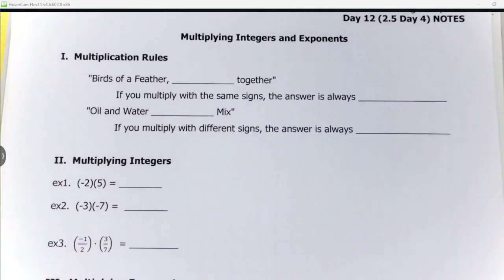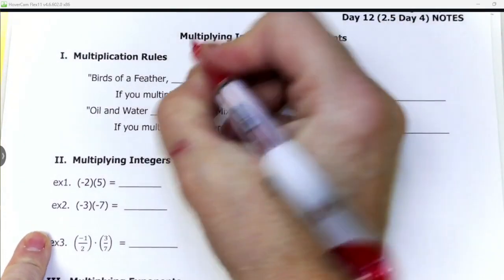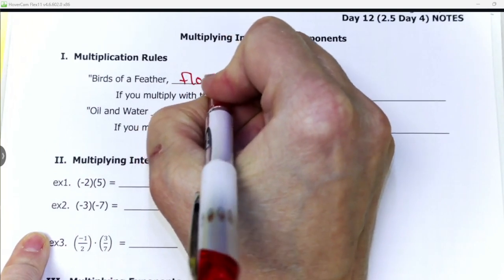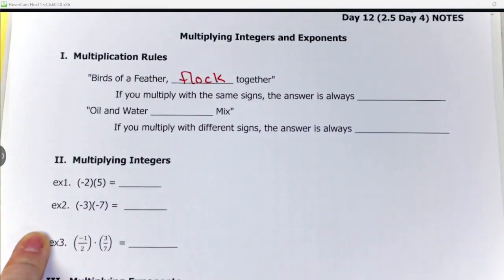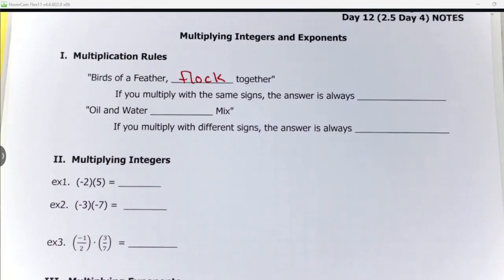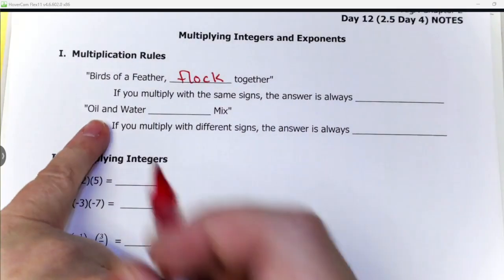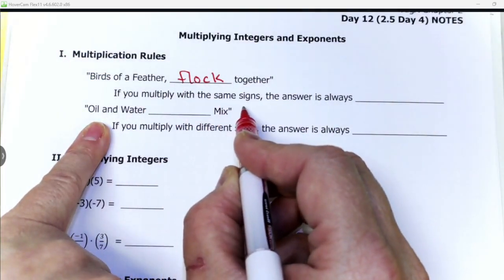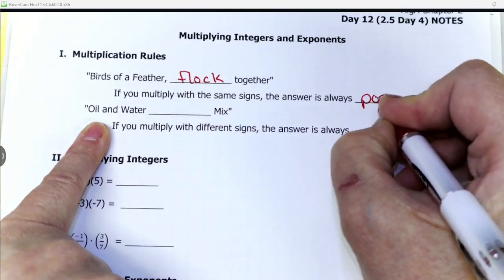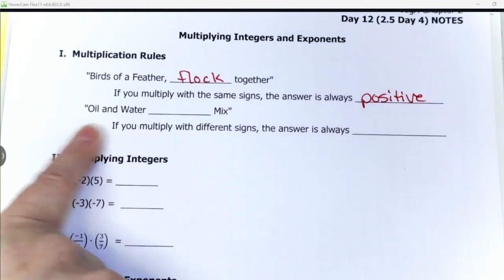Okay, so really quick review, multiplication rules. Silly way to remember multiplication rules. Birds of a feather flock together, fill that in. Which means, birds of a feather means that people that are alike tend to hang out together. So if you multiply with the same signs, the answer is always positive.